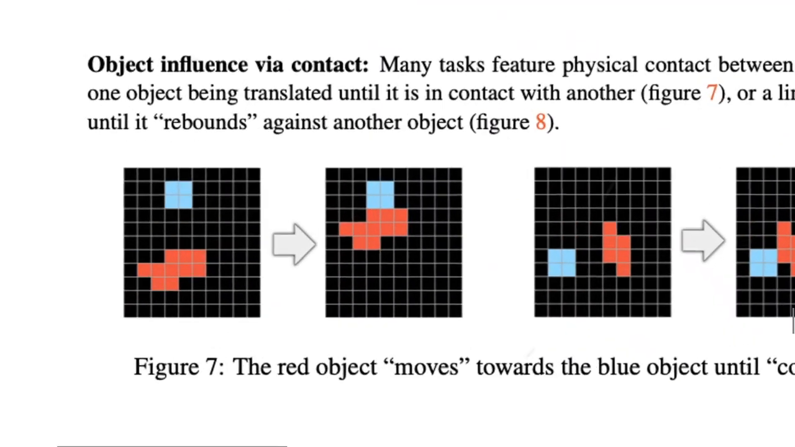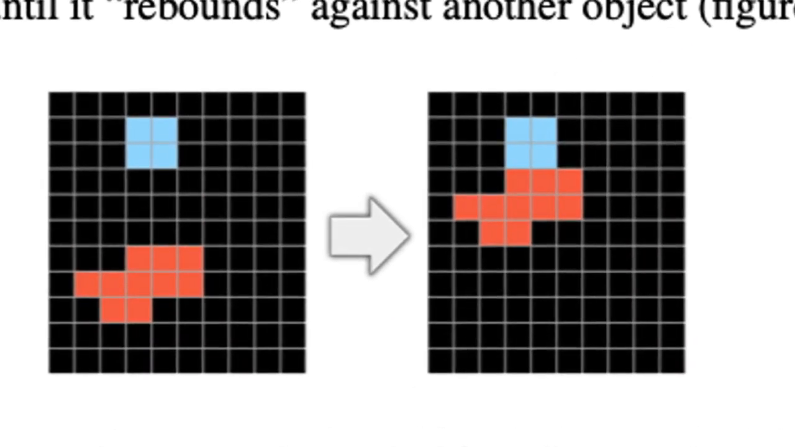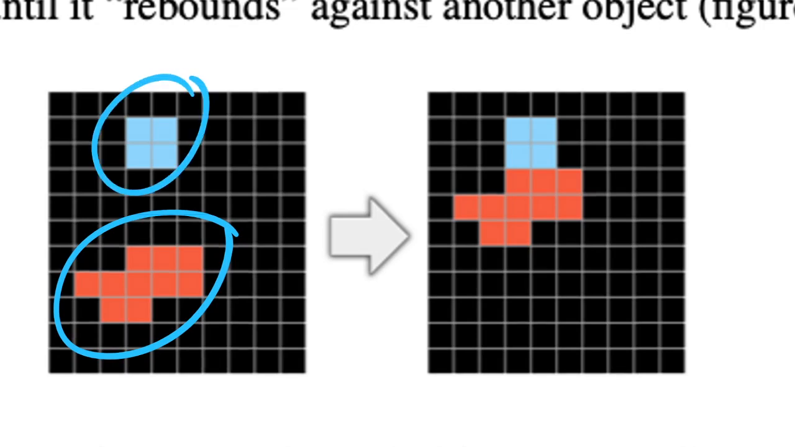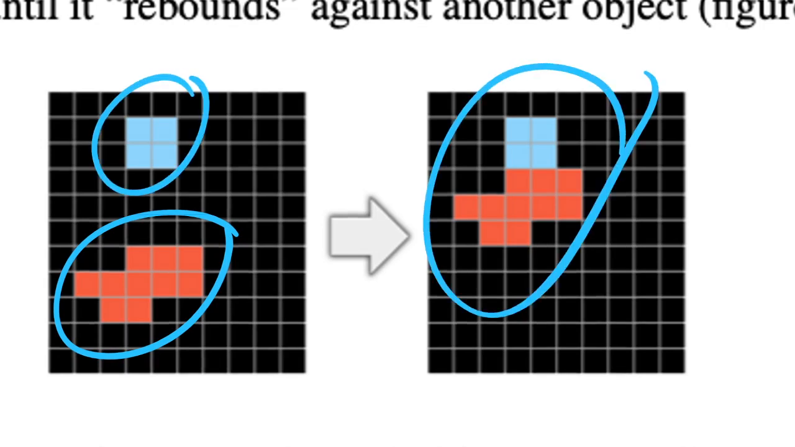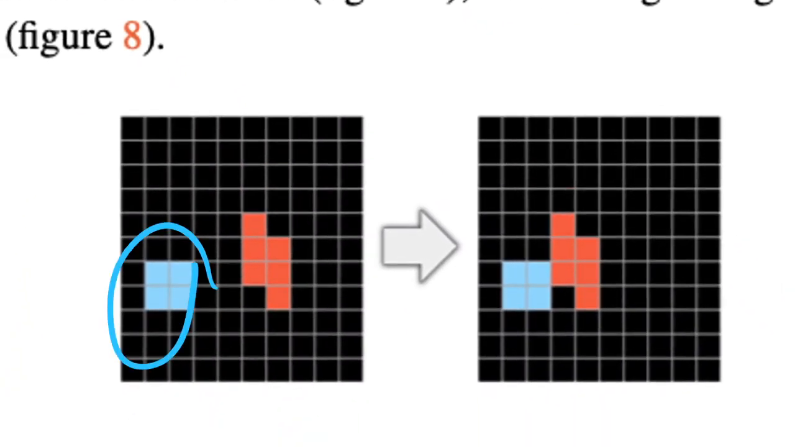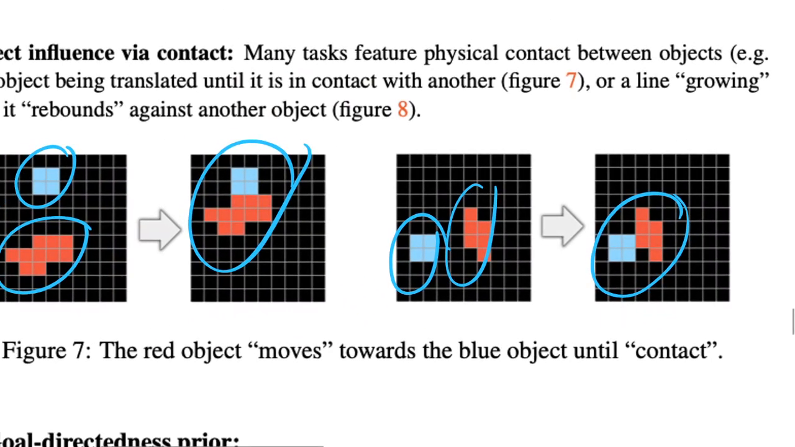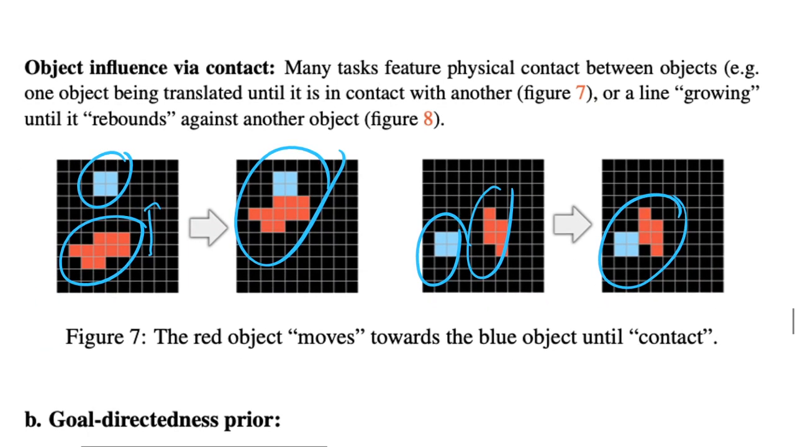Here's another task, object influence via contact. So this is your first demonstration example. A human pretty quickly recognizes there appears to be a red thing and a blue thing, and then they appear to be together. And in the next one, you see there appears to be a blue thing and a red thing. In the next one, they appear to be together. And if you look here, it always appears to be the red thing going to the blue thing in the most direct way, so along the grid. That's all that the human needs to see.